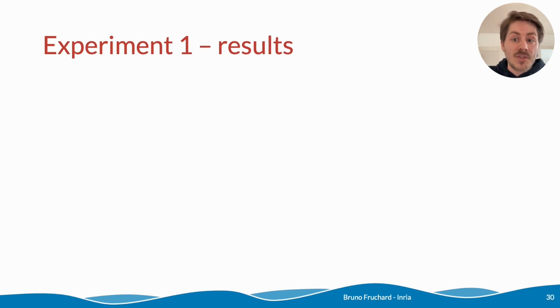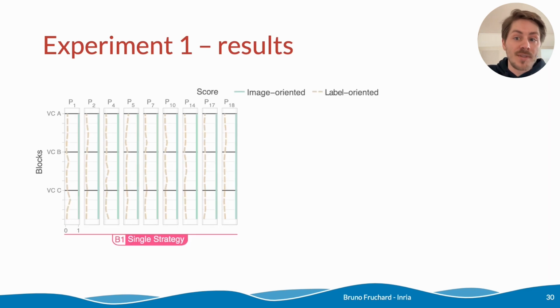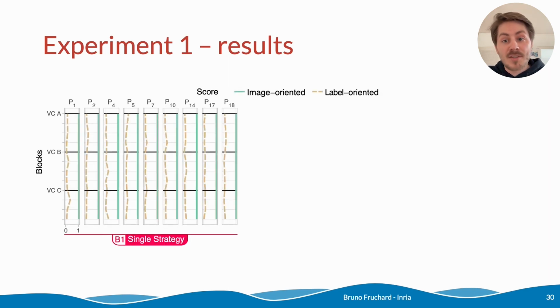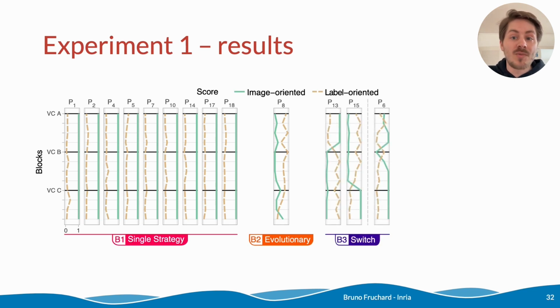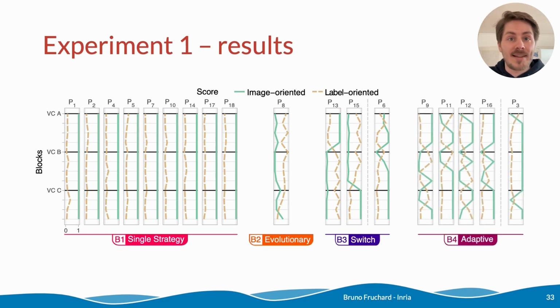We identified user behaviors by plotting the evolution of the scores through the experiment and running a k-means algorithm on the difference between blocks. We found overall 4 behaviors. Half of the participants used the image-oriented strategy exclusively. 1 participant followed a fairly consistent strategy that evolved through time. 3 participants used an image-oriented strategy but switched transiently to the label-oriented strategy, and the rest of the participants adapted their strategies based on the task at hand.